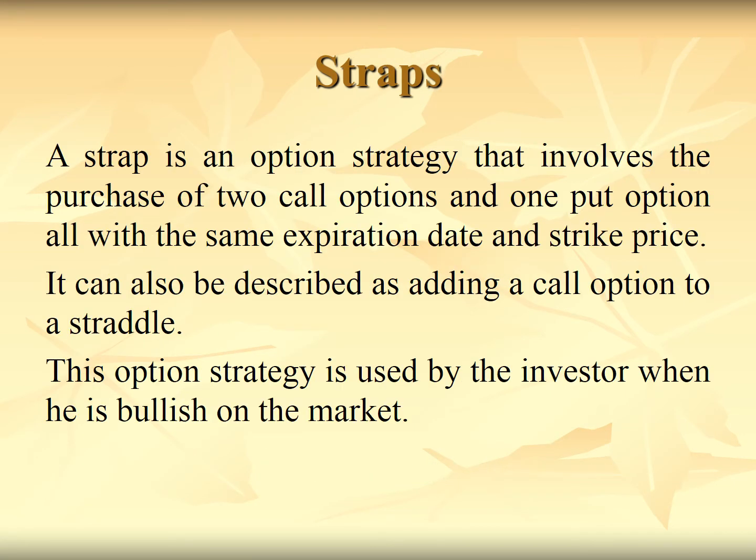Now we take straps. A strap is an option strategy that involves the purchase of two call options and one put option. It is the opposite of the strip, with the same expiration date and same strike price for the same underlying asset. So it can be considered as adding a call option to a straddle. A call option is added to the straddle, and this option strategy is used by the investor when he is bullish in the market, that is, when he expects that prices will move upward.